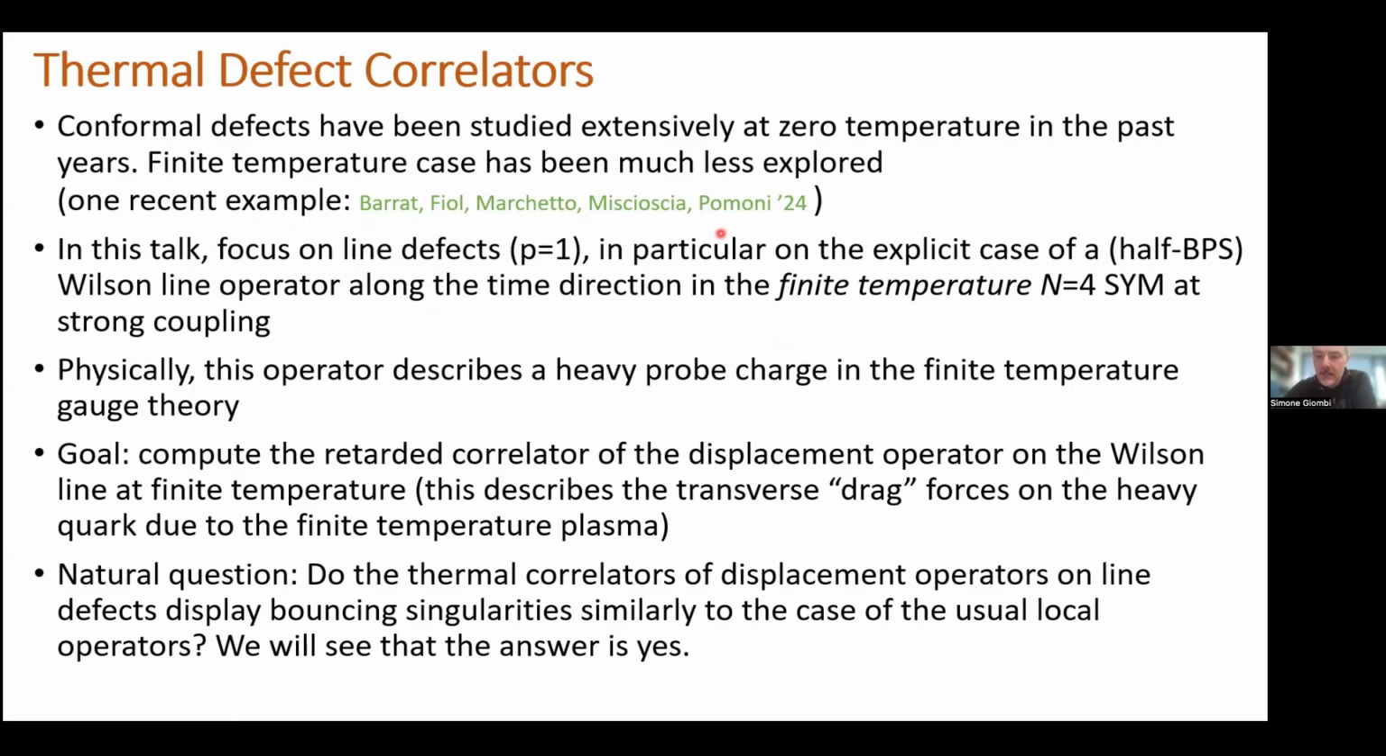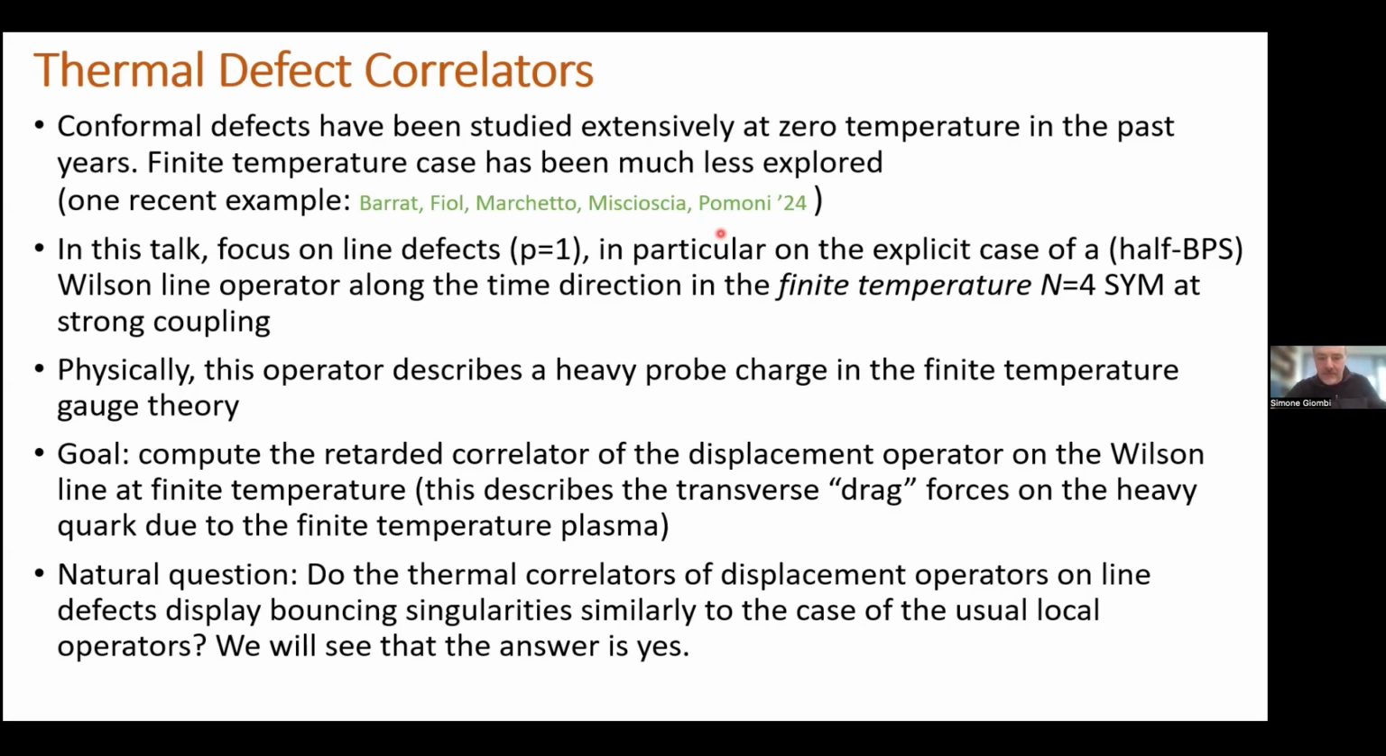So I'll take a Wilson line in finite temperature N=4 super Yang-Mills and study the correlation functions in that system holographically. This kind of operator, the Wilson line at finite temperature, has a clear physical meaning. The Wilson line itself describes a heavy probe charge, and then we put that probe charge in the finite temperature gauge theory and study correlation functions of things like the displacement operator, which basically describes how that probe charge reacts to the transverse forces in the finite temperature plasma.